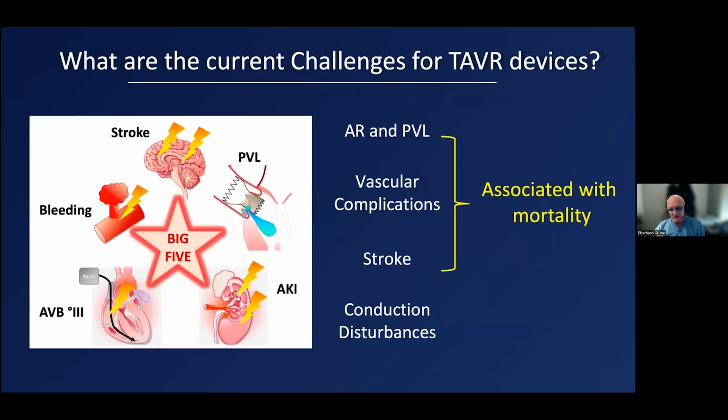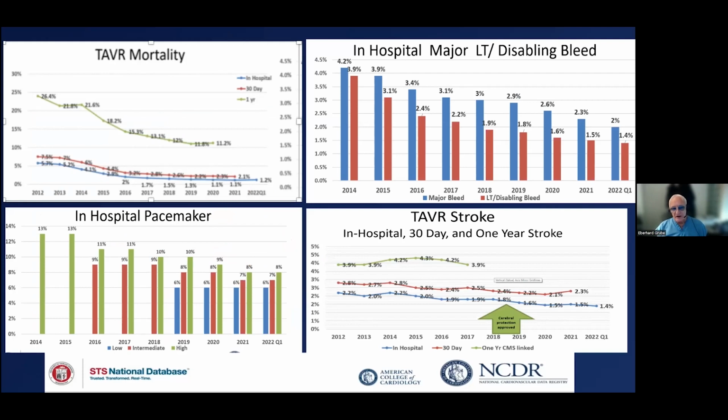The current challenges for TAVR devices, the big five we are dealing with, and some are associated with mortality. And I believe we can summarize we're doing quite well. Mortality came down, bleeding complications came down, pacemaker rates came down, and the stroke rate is not coming down, but it is in an acceptable range. However, hovering, depending on what data you look at, between 3 and 3.5%.